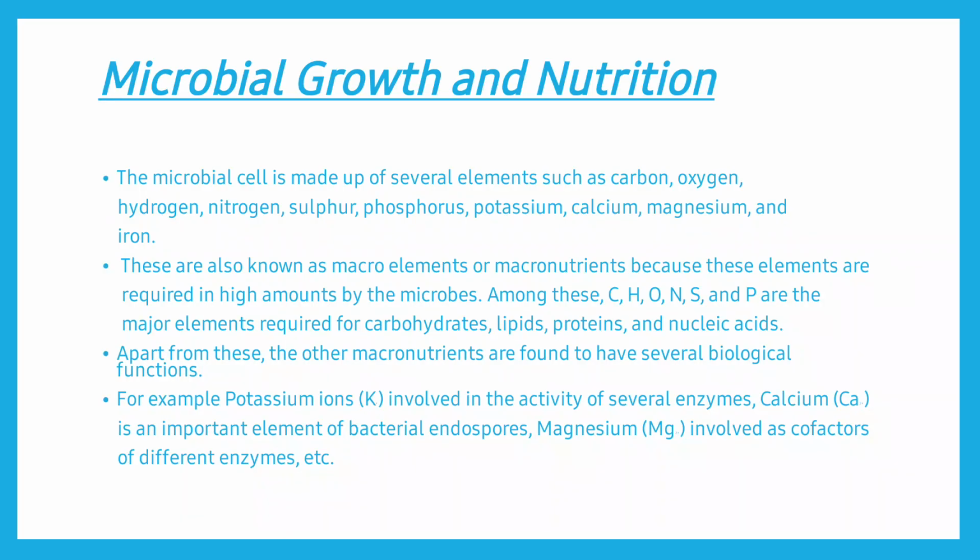Microbial growth and nutrition. What are all the things required for growth and nutrition of a microorganism? The microbial cell is made up of several elements such as carbon, oxygen, hydrogen, nitrogen, sulfur, phosphorus, potassium, calcium, magnesium, and iron. These are also known as macroelements because these elements are required in high amounts by microbes. Apart from these, other macronutrients are found to have several biological functions.